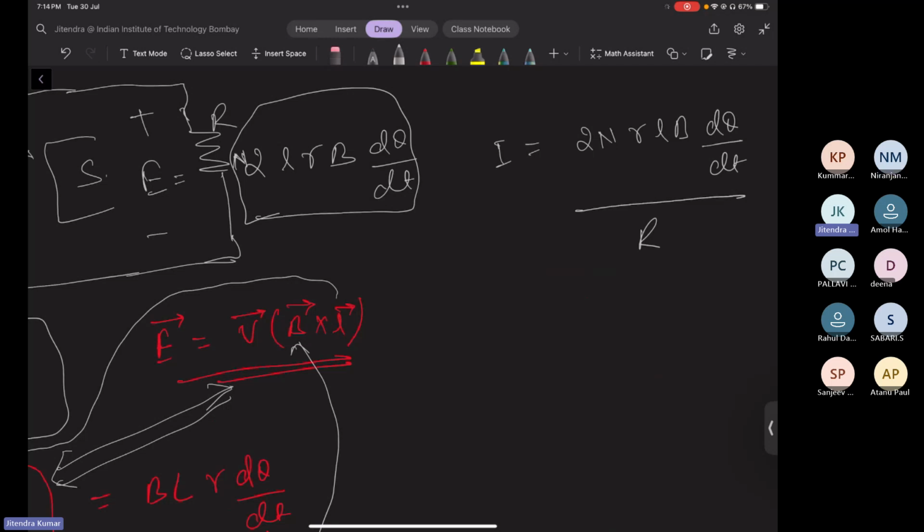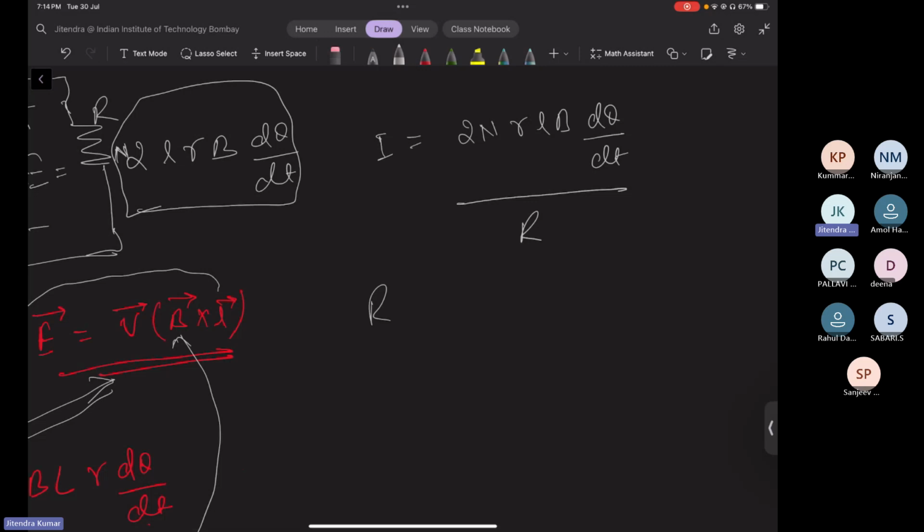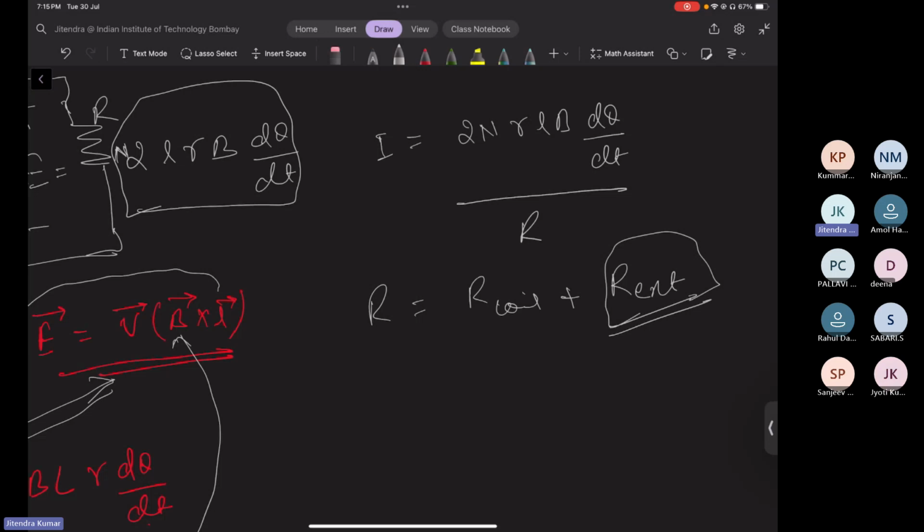Now we will talk about this resistance. This R will comprise the coil resistance plus some external resistance. This external resistance we use to tune the damping, whether we want over damped, under damped, or critically damped. We will also see the condition for that. But this external resistance is crucial to tune the damping. I hope you are getting where I am heading. This is the current we have derived.